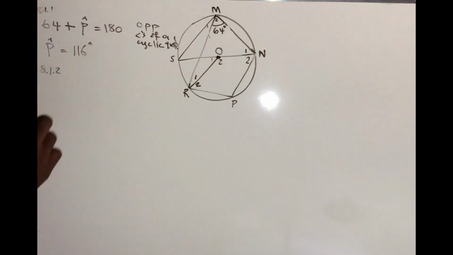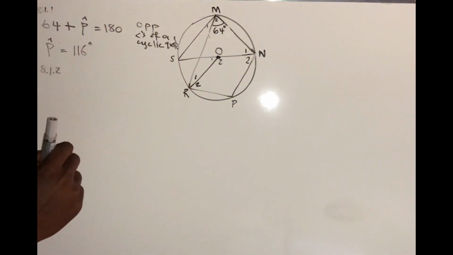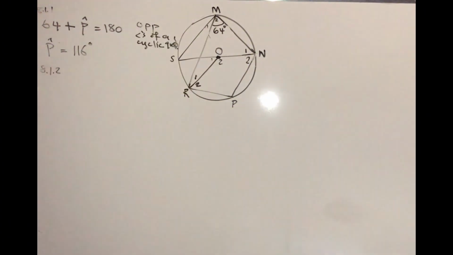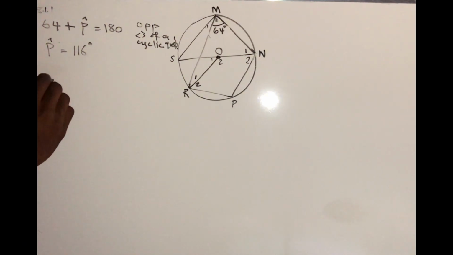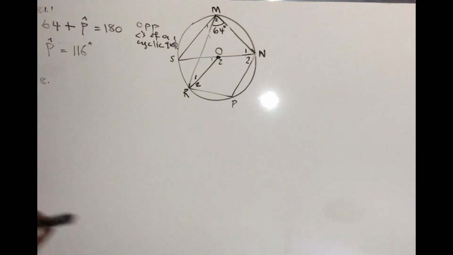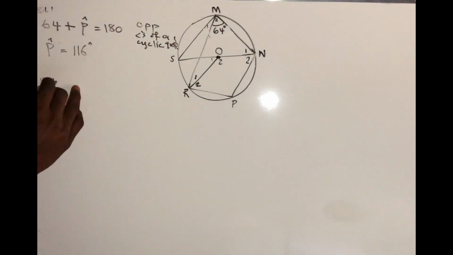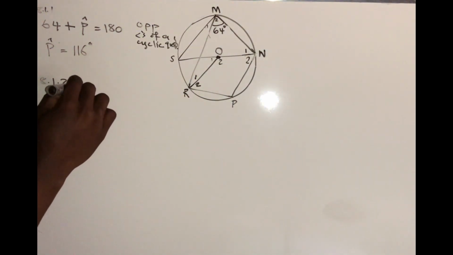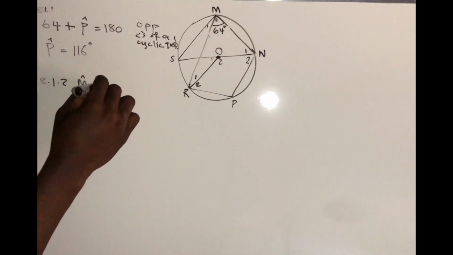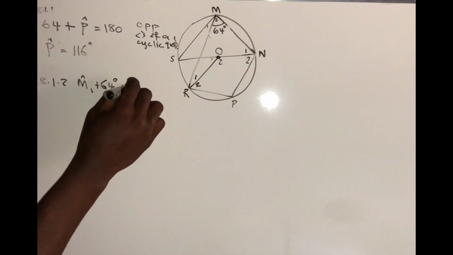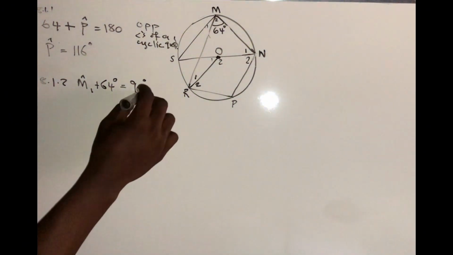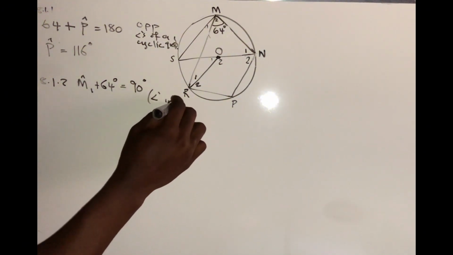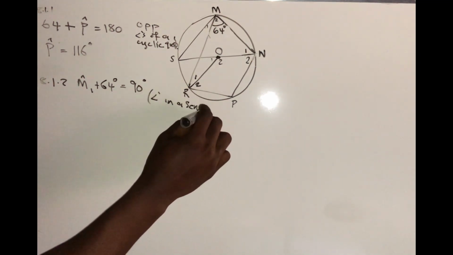So let's do that now. We're saying angle M1, which is this angle, and then angle M2, which is 64. They must give you what? 90 degrees. So we will say, okay, this is 8.1.2. And then we will say angle M1 plus 64 degrees is equal to 90 degrees. What's your reason? Angle in a semicircle.